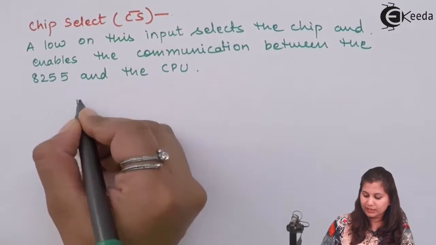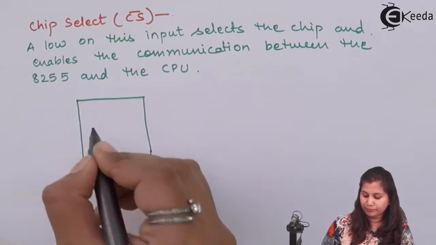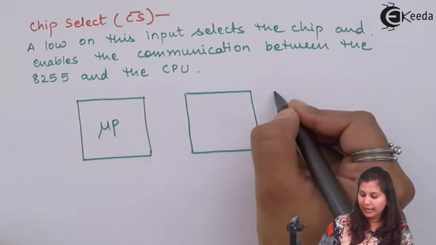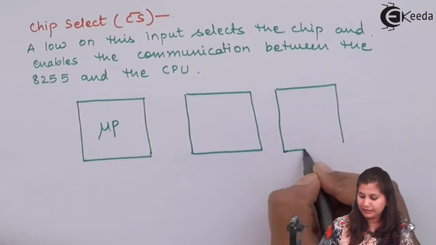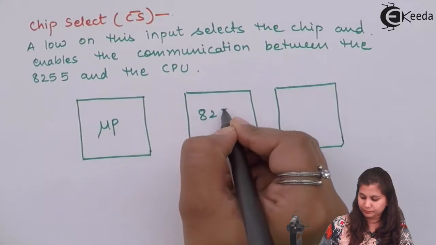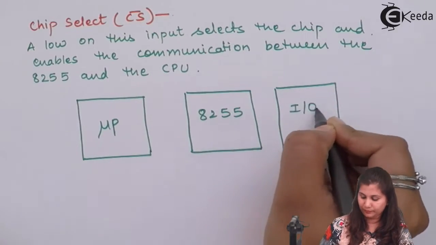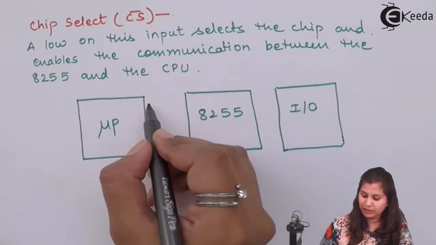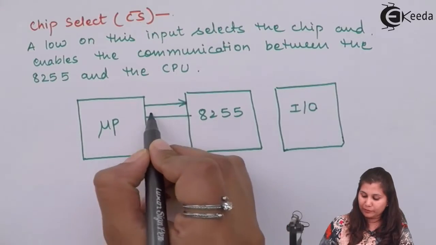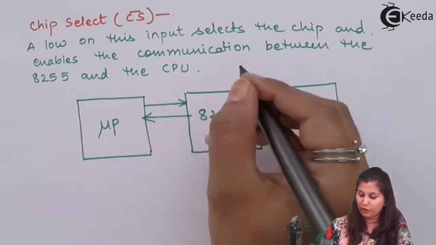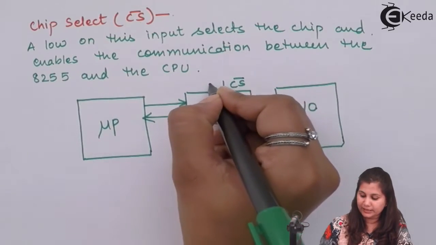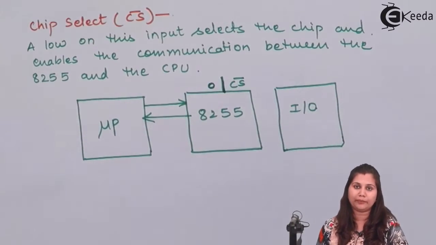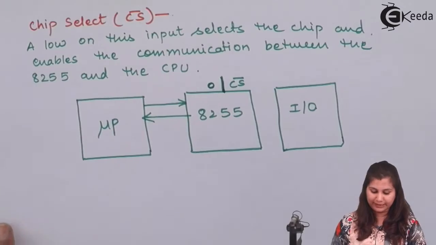So here if we see, this is our microprocessor, here we have the 8255 and here we have the input output devices. If we have selected the chip, then it will enable the communication between the microprocessor and the 8255. When a low is provided on this chip select signal, then the communication will be performed. So this is the use of the chip select signal.